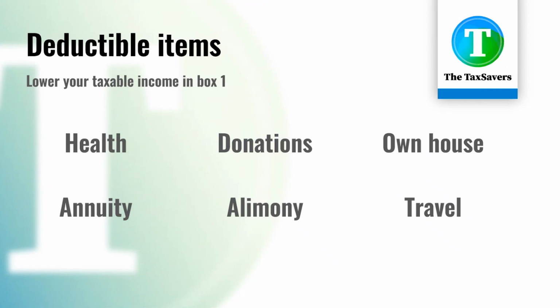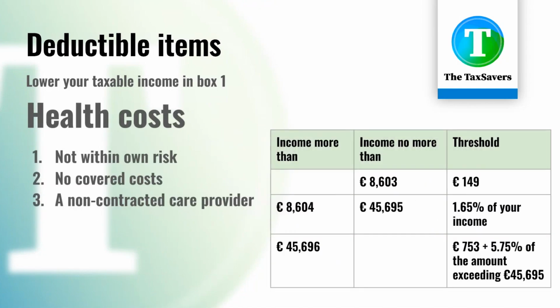You should think about healthcare expenses, donations, owning a house, annuity deposit, paid alimony, and travel expenses. And of course, there are conditions you have to meet in order to enjoy these deductions. It's always wise to check if one of these deductions can be applied to your tax return because it can make a difference for the outcome. The most common deductions in box 1 are the ones in the top row, so we'll explain a bit about these in detail. Some healthcare expenses are deductible in box 1.